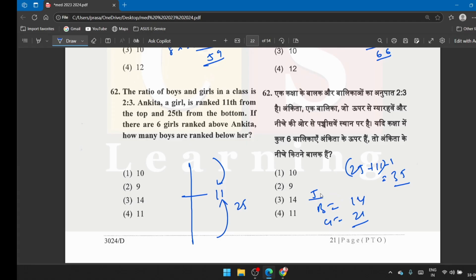21. Clear? Out of 11, there are 10 students ahead of her. 6 girls ranked ahead, above Ankita. 6 are here, so 4 boys are here. So out of 14 boys, how many boys are ranked below her? 10 boys ranked below her. That is option 1. Next.